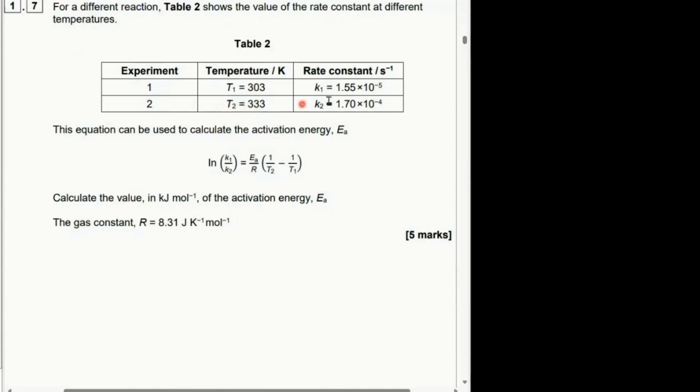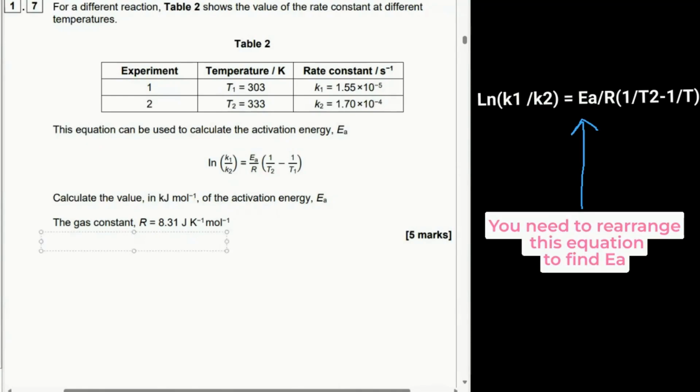For a different reaction, table 2 shows the value of the rate constant at different temperatures. So we've got all the data here for temperature and rate constant for 2 experiments. We've been given this equation, which looks like the Arrhenius equation, and we need to find EA, which is the activation energy. So you've got to rearrange that equation to find EA, that's on the right there.